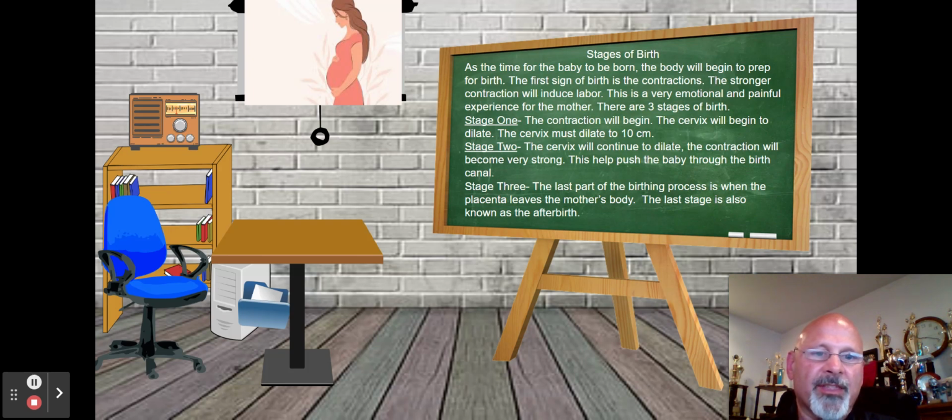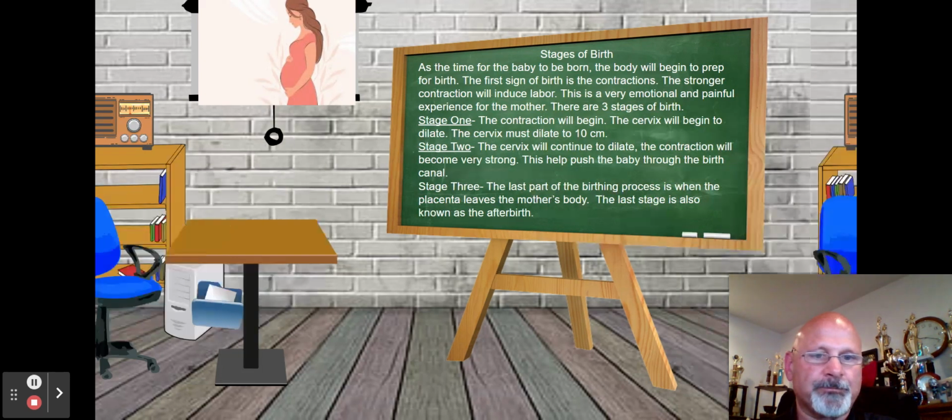Stage 1, the contractions will begin and the cervix will begin to dilate. The cervix must dilate to 10 centimeters before the baby can be born. Stage 2, the cervix will continue to dilate. The contractions will become very strong. This helps push the baby through the birth canal. Stage 3, the last part of the birthing process, is when the placenta leaves the mother's body. The last stage is also known as the afterbirth.